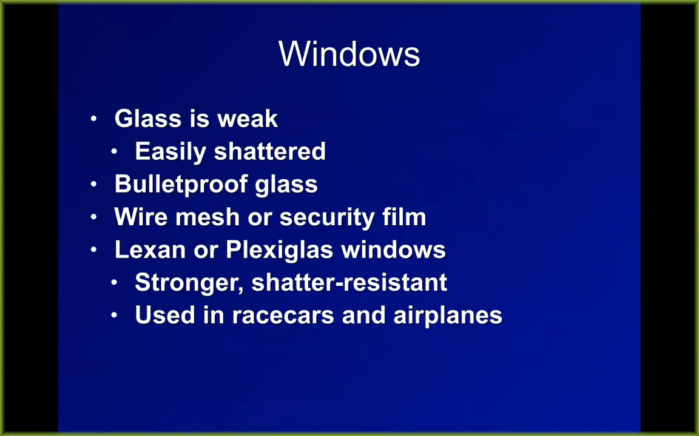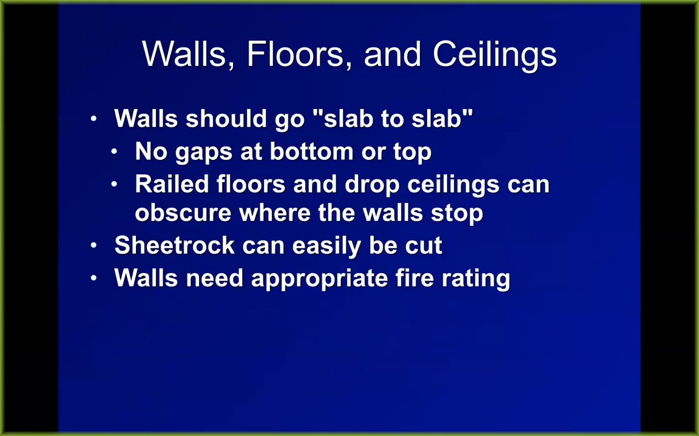Windows are, of course, risky. You can just smash the glass and get through. You can get stronger glass to prevent this, or put wire mesh or a film on it that makes it harder to crack, or just buy glass that's bulletproof or otherwise made of a stronger material.